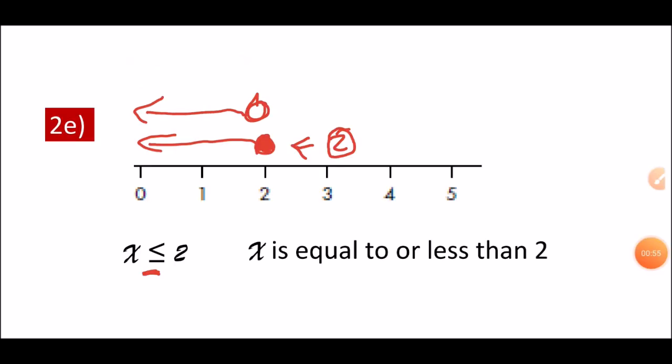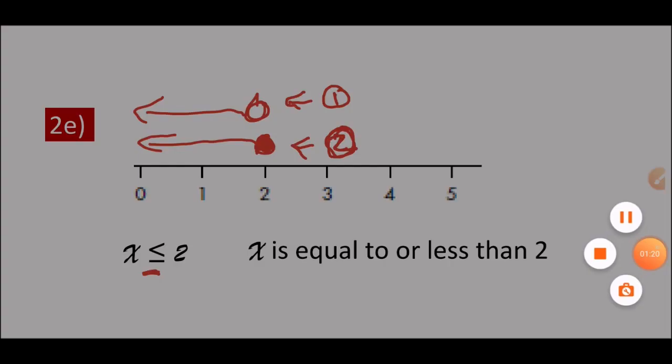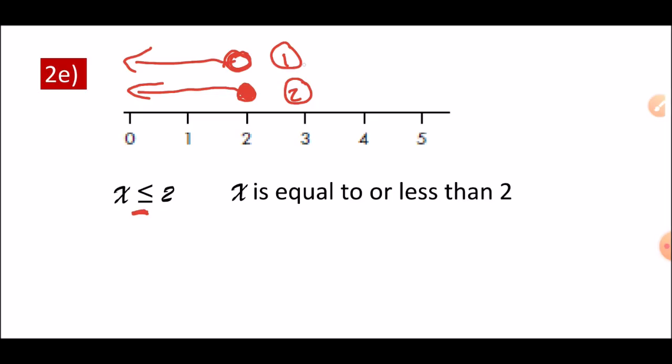So here the largest the integer can be is 2. And here the largest integer could be 1 because the circle is not shaded. So here the largest the integer could be is 1 when the circle is left open. So this means the number is 1 or less, because it's not shaded in. And here, because it is shaded in, it means the number is 2 or less.